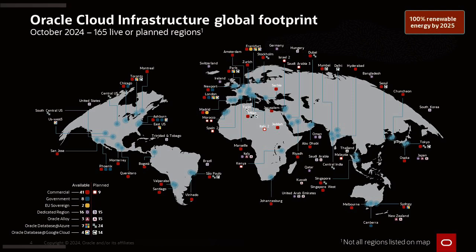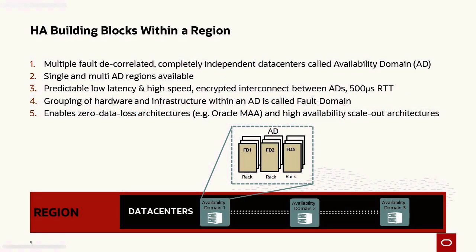In addition, we now also have multi-cloud products such as Oracle Database at Azure, Oracle Database at Google Cloud Platform, and Oracle Database at AWS in some of the regions. Within a region, we incorporate building blocks for high availability, starting with availability domains, also known as ADs.